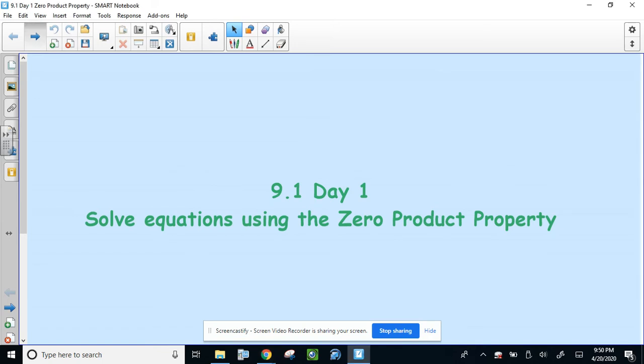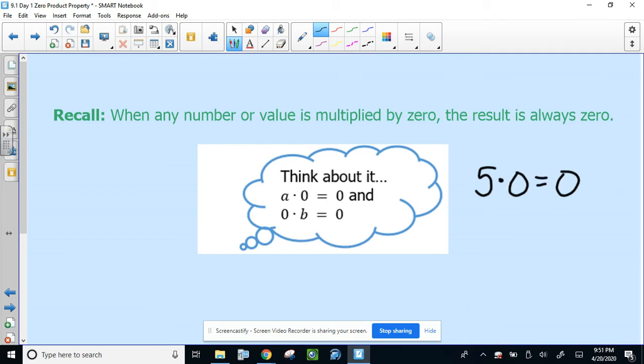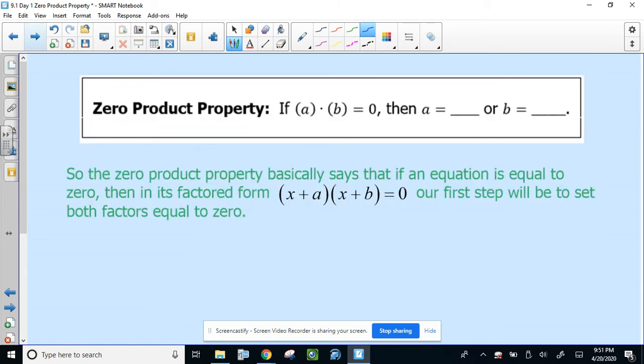So our zero product property, remember when any number or value is multiplied by zero, the result is always zero. So think about it, if I said 5 times zero, if I have a number times zero, I know my answer is zero. Or if I said 0 times 3, well, that answer is also still 0. So no matter what, even though we used whole numbers here, because we're multiplying by 0, our answer is always 0. And that is basically our zero product property.